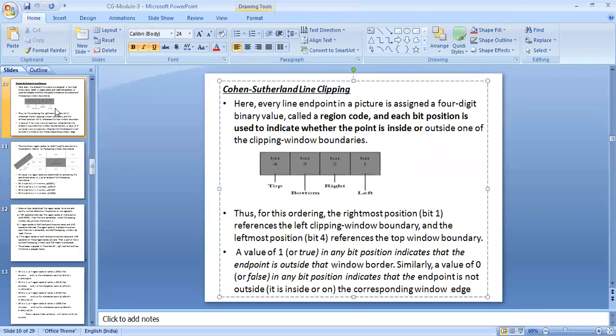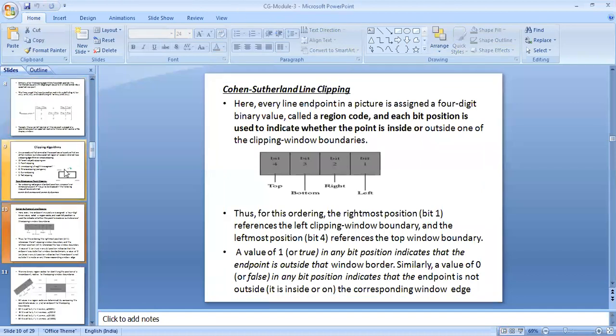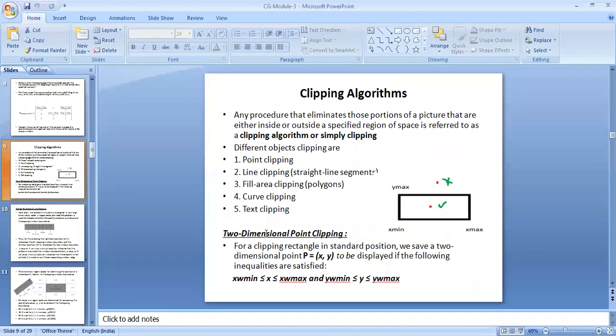Today we discussed point clipping, what the condition is for a point to be clipped, and also the conditions for a line to be clipped and how to clip the line. In the next class we will be discussing how to clip the polygon, part of the polygon itself. So that's all for today's class.